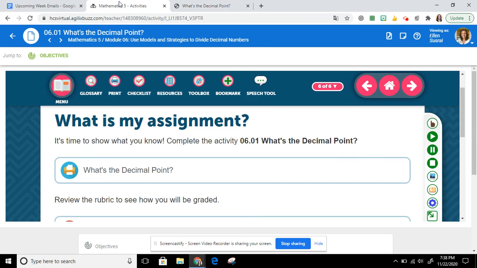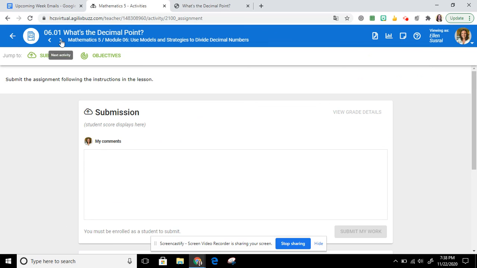Okay. When you're done with your worksheet, you're going to go back to your lesson. You're going to go to the next activity for 601, and you'll have a blue plus mark where you can attach your work.